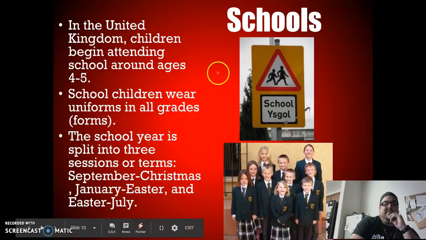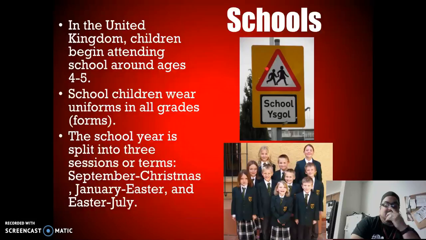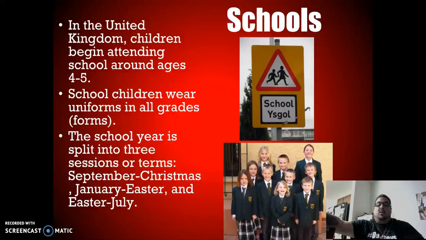There are some schools out here that do this, but the school year is split into 3 sessions or terms. They're called trimesters. You guys are on semesters. We only have 2 semesters, but some schools have trimesters. 3 sessions: September to Christmas, January to Easter, and Easter to July, which means their summer vacation is mid-July to mid-September. I think it's for the Labor Day part of it. I don't know specifically. We can dive into that later, but that's what my thought process is.